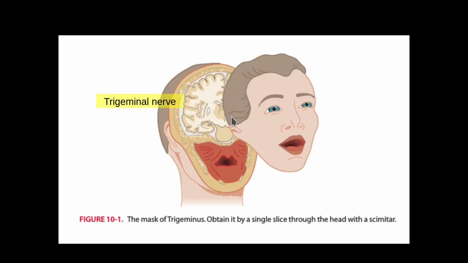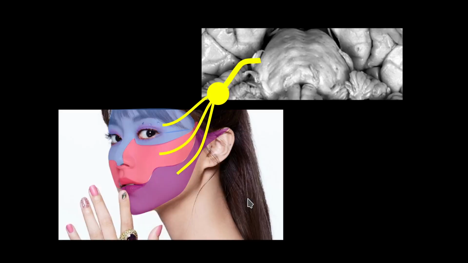So De Meyer is actually quite morbid in the way he illustrates things. So imagine if a scimitar cut off a person's face. That is what's supplied by the trigeminal nerve. So this is my version of De Meyer's scimitar face, but more attractive. So ophthalmic, maxillary, and mandibular divisions.